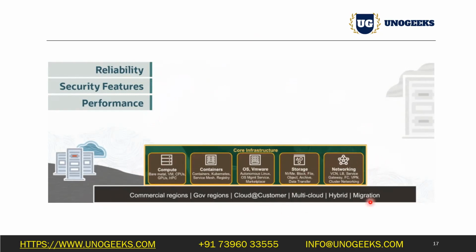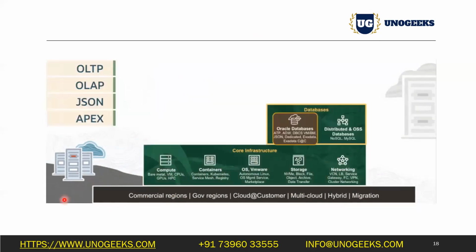So you have a region. In this region, you have the core infrastructure services. If you subscribe to an account, you can start using these services which are available in this region. And then moving on, the next part is the database services.